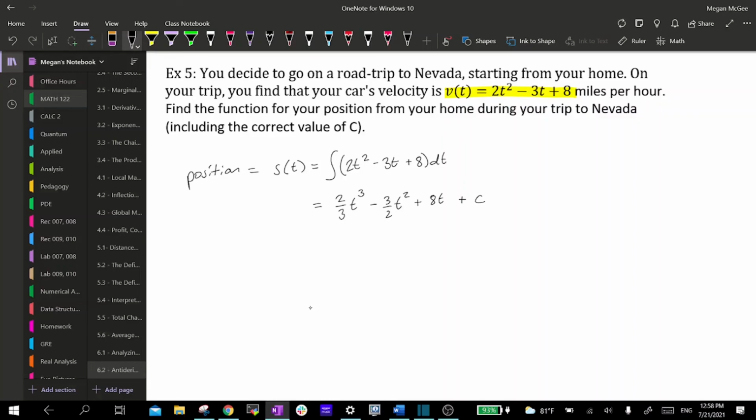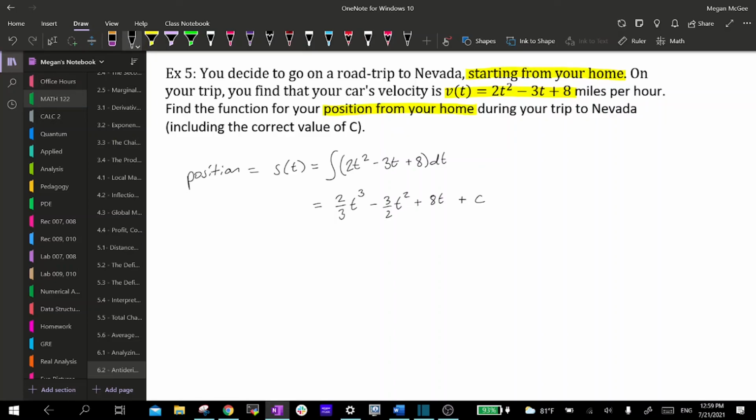So we found our general integral, but we need to find our specific integral because we need to find our plus c. So we need an additional piece of information that we were not given. Or were we? Okay, so let's look here. We decide to go on a road trip to Nevada, and we're starting from our home. There it is. There's our clue. We're starting from the house, and the position function is position from home.